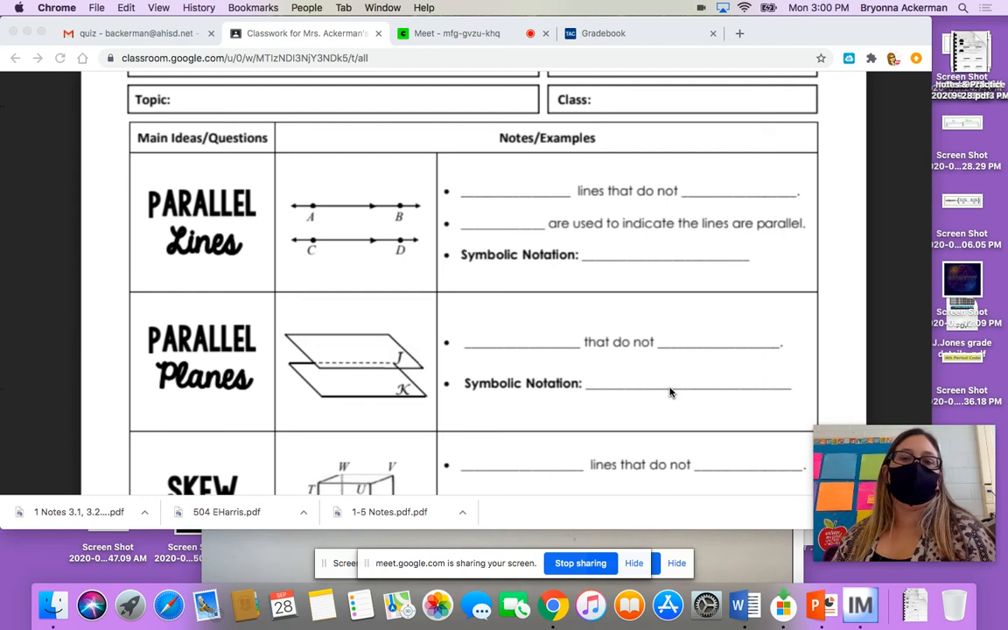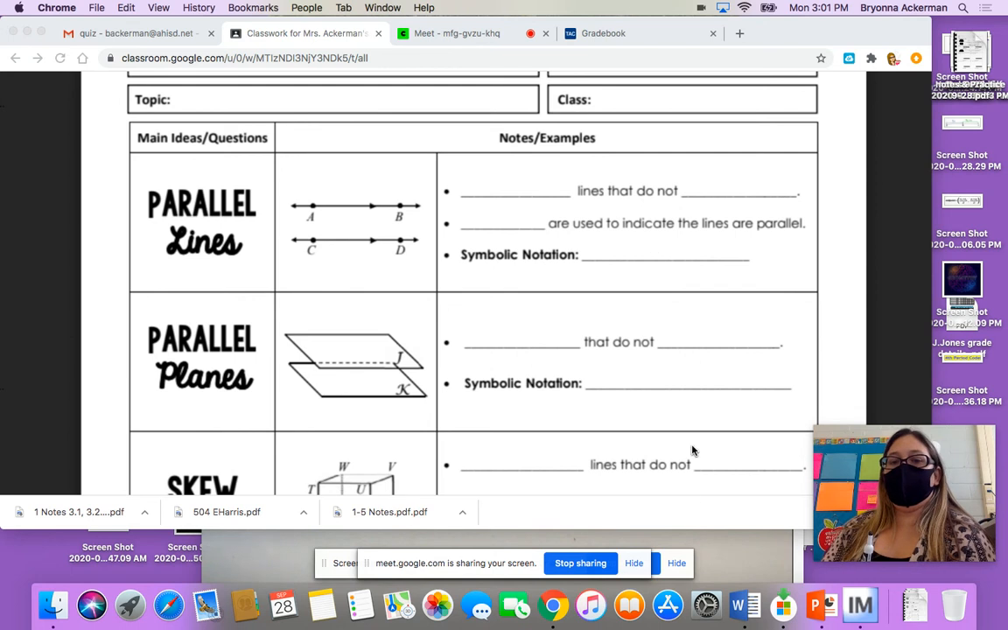Like to keep track on your notes. We are starting Unit 3 today, okay? And so this first part talks about parallel lines, which hopefully you remember from Algebra 1. Okay, we've got parallel lines do not what? They don't touch. Good. They don't intersect. Okay? So we've got parallel lines that don't intersect.